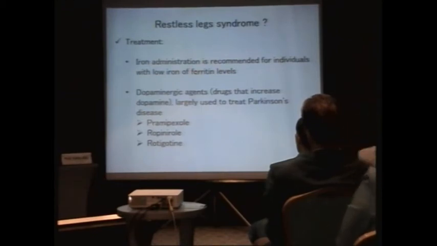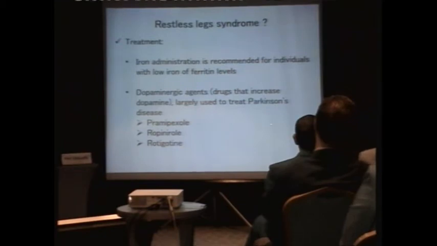For treatment, at first iron administration is recommended, but this is limited to individuals who have low iron or are aging. And second, dopamine agents are quite effective. Many kinds of dopaminergic agonists are produced by several companies.